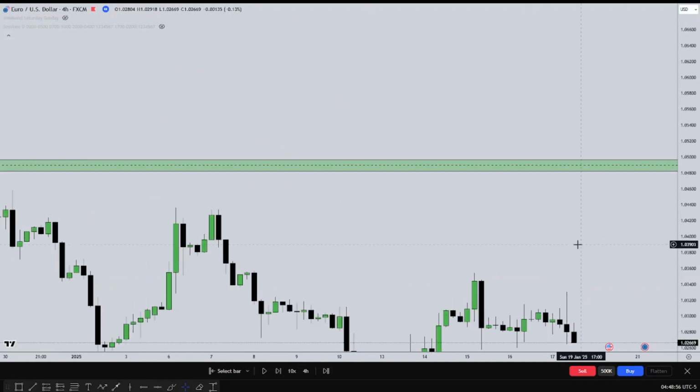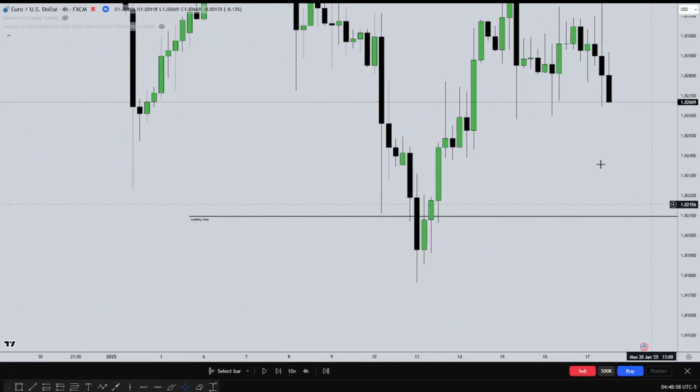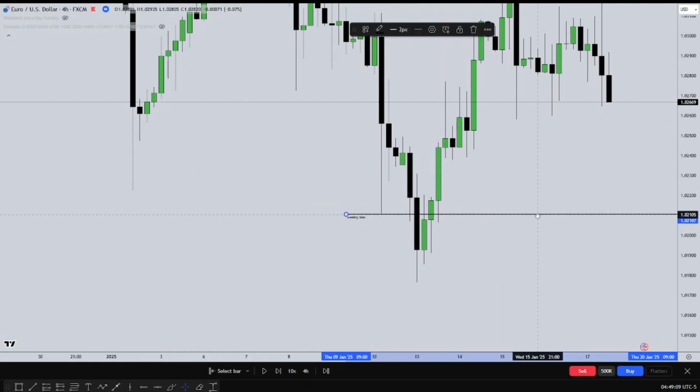Now on the 4-hour time frame, here's the previous week low. You can see this week came lower, traded below the previous week, and here's the previous week low. Let's adjust it.